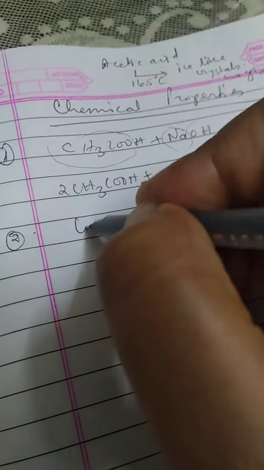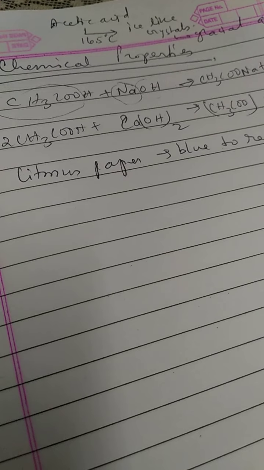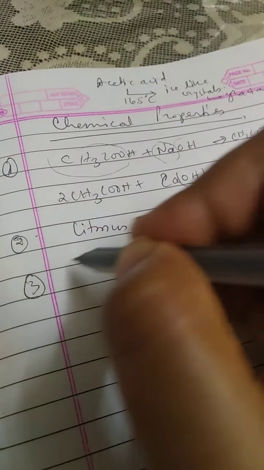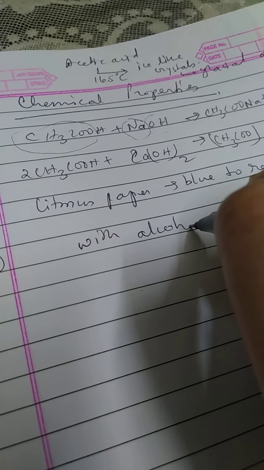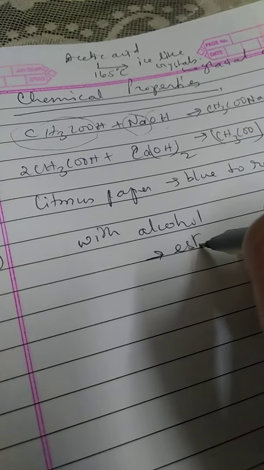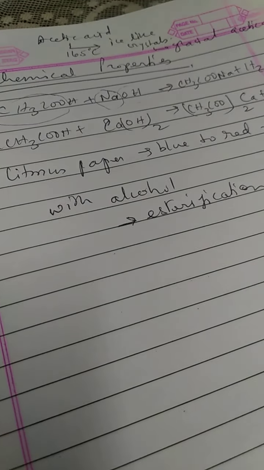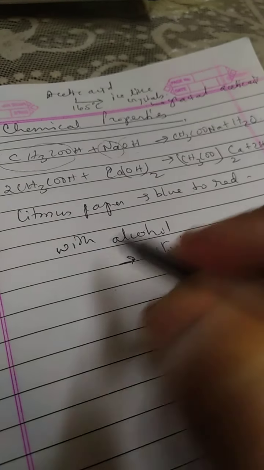Next is the reaction with litmus paper. It turns blue litmus to red, because it is acidic in nature. And its reaction with alcohol, we have already done in alcohol. With alcohol, it undergoes esterification in the presence of concentrated sulfuric acid or dry HCl gas.